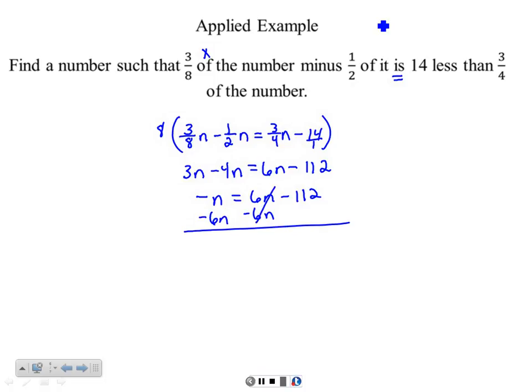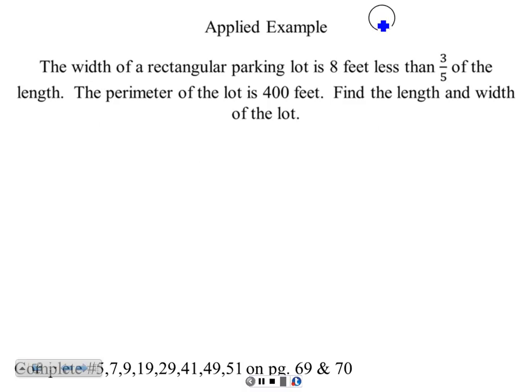So I have -7n is equal to -112. And then the last step that I'm going to do is divide both sides by -7. So we have -112 divided by -7, so n is going to be 16. It asks me to find the number. The number is going to be 16.